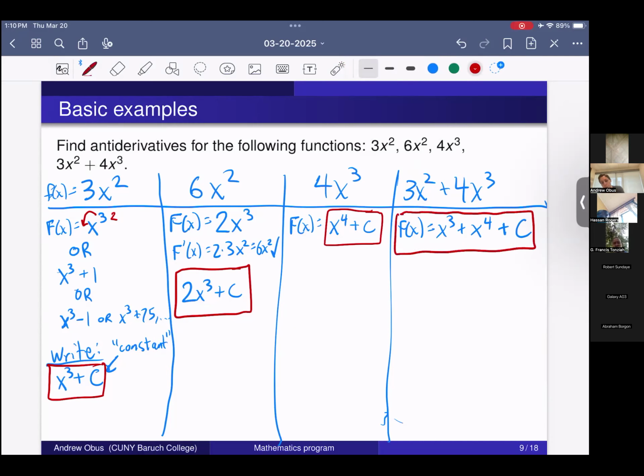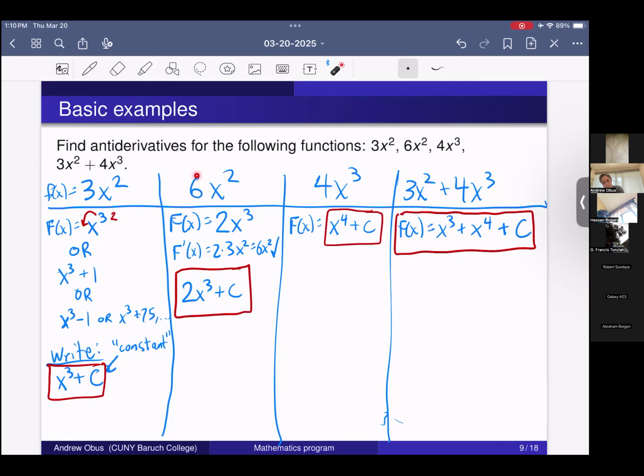Right? So when we add two functions, we can take their antiderivative separately and add them also. This is called the addition rule for antiderivatives. And it's clear, right? Because adding these two things, you take the derivative. The derivative of this is 3x squared, and the derivative of this is 4x cubed, right? So yeah, that's perfect. That's how this works.